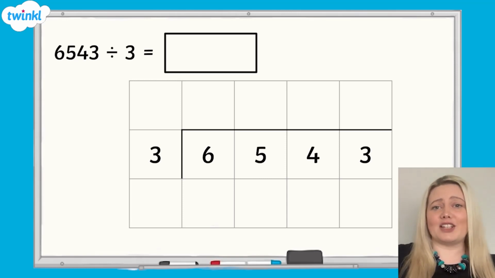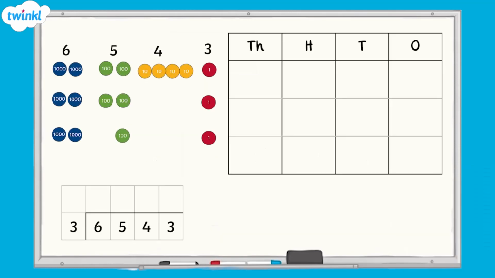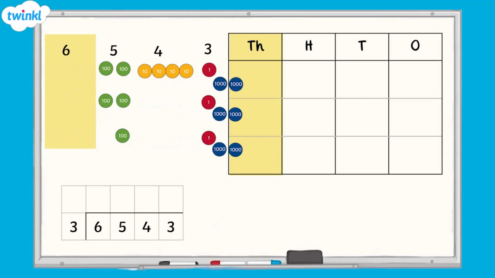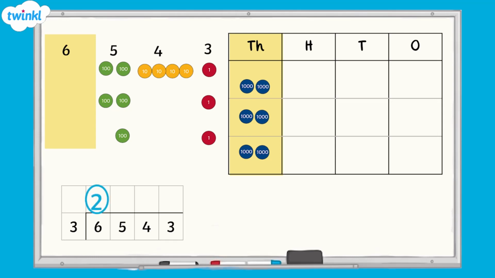We can use place value counters to help us with this. What is 6,543 divided by 3? Because our divisor is 3, we're going to split the place value columns into 3 rows. First, we divide the thousands, as this is the place value column with the highest value. We're going to divide the 6,000s by 3. We can divide the thousands equally with none left over. 6,000s divided by 3 equals 2,000s, so we can write a 2 in the thousands column above the dividend.